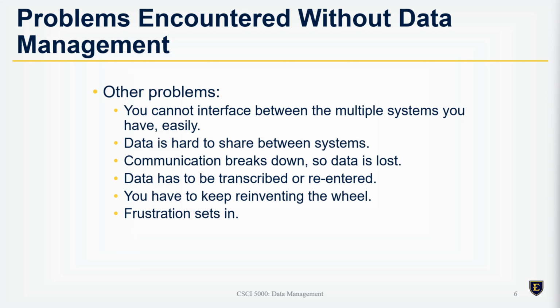The fourth item there is data has to be transcribed or re-entered. That is certainly something we would never ever want to do, but it happens. If there is a need for information to be shared between incompatible information systems, the only option we have available is to rekey the information, and that is not a good plan at all. It's very resource intensive, and there is also a danger of the data being incorrectly transcribed.